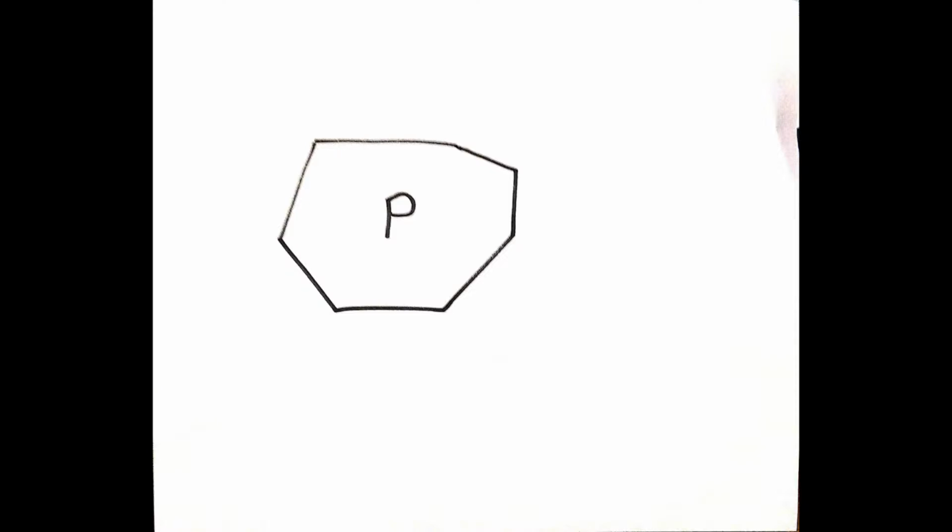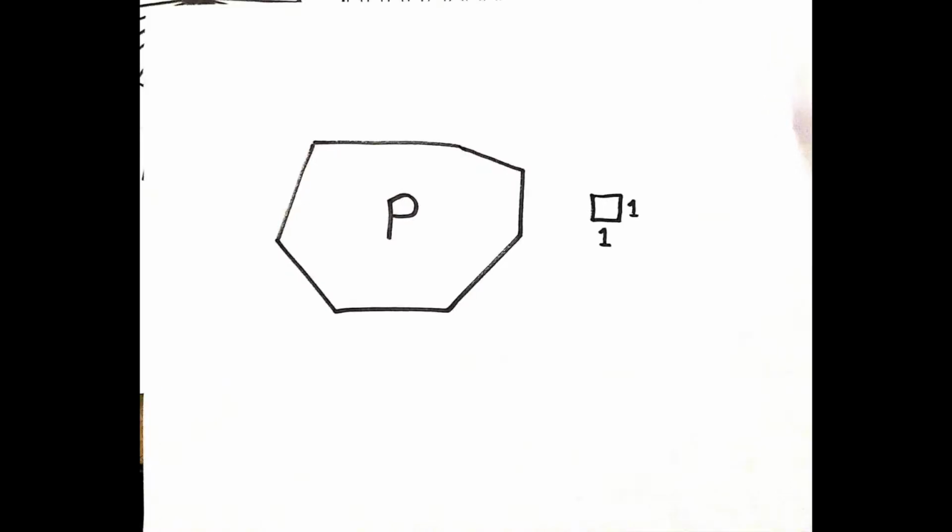For example, here is a polygon, or a figure with 3 or more sides. If we define this to be our 1 by 1 unit square, then the area of our polygon is the number of these 1 by 1 unit squares, or we could just call them unit squares, that take up the same space as our polygon.